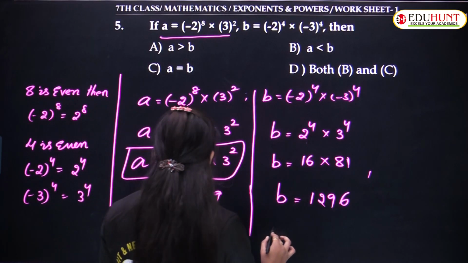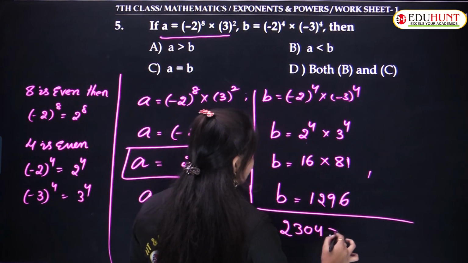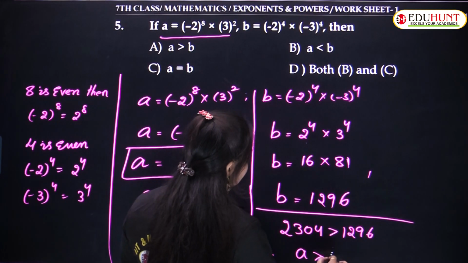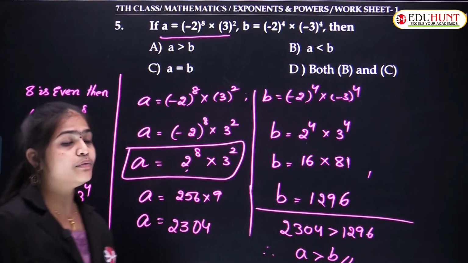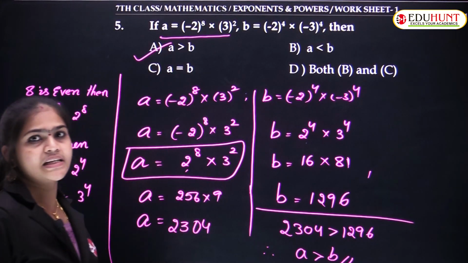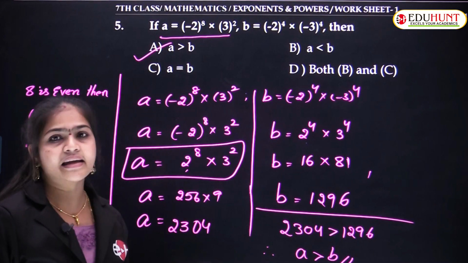Here A is equal to 2304. 2304 is greater than 1296, since A is greater than B. Finally, what is that answer? A is greater than B. Which option is satisfying? Option A is satisfying, that is A is greater than B.